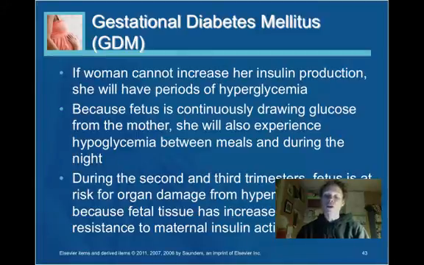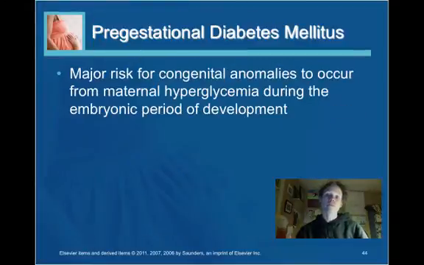During the 2nd and 3rd trimesters, the fetus is at risk for organ damage because of the hyperglycemia. Fetal tissue has an increased tissue resistance to the maternal insulin action. Pregestational diabetes is a major risk for congenital anomalies to occur, and it's typically related to maternal hyperglycemia during the embryonic period.